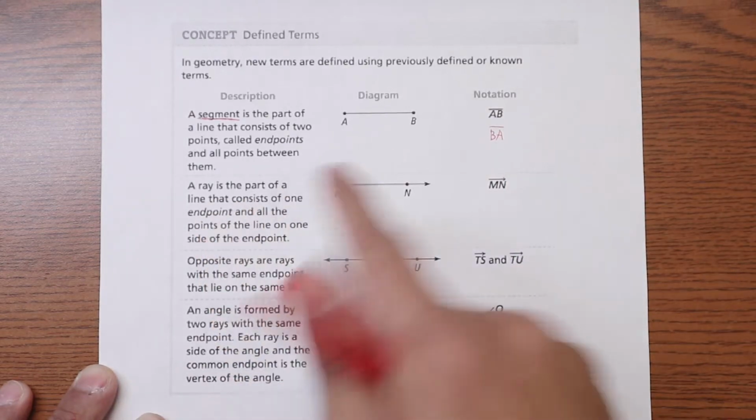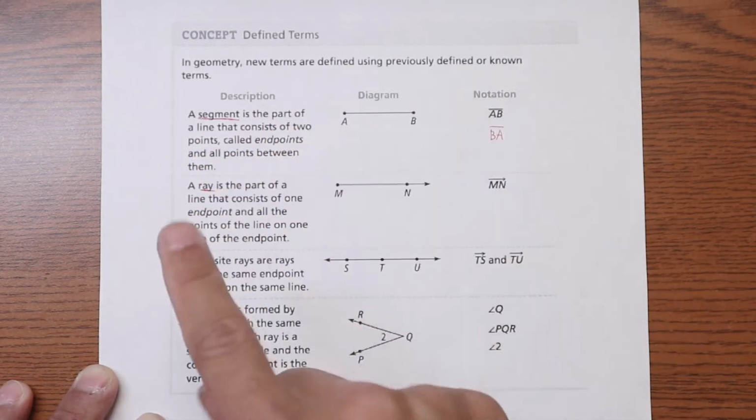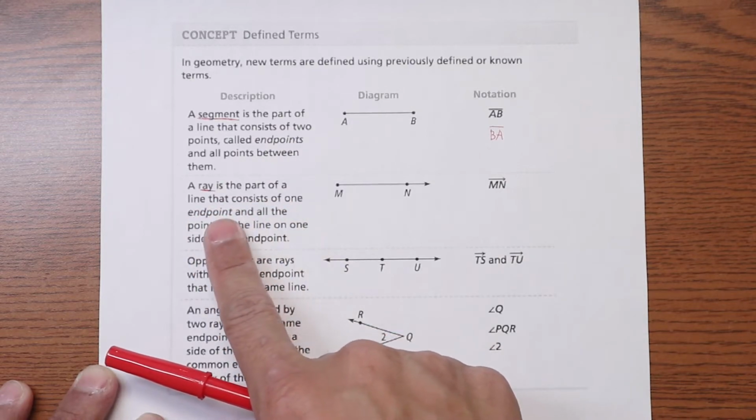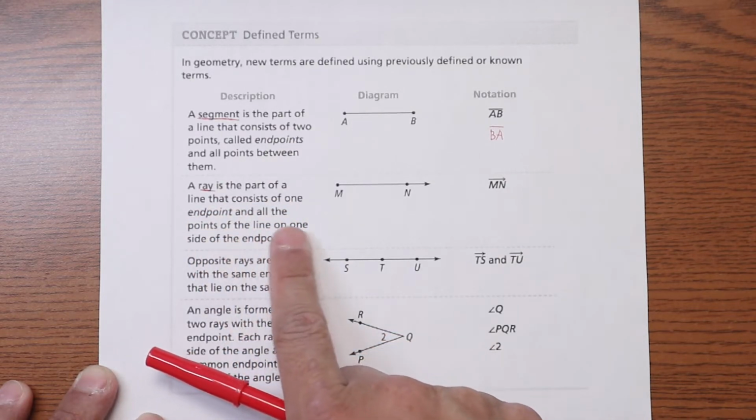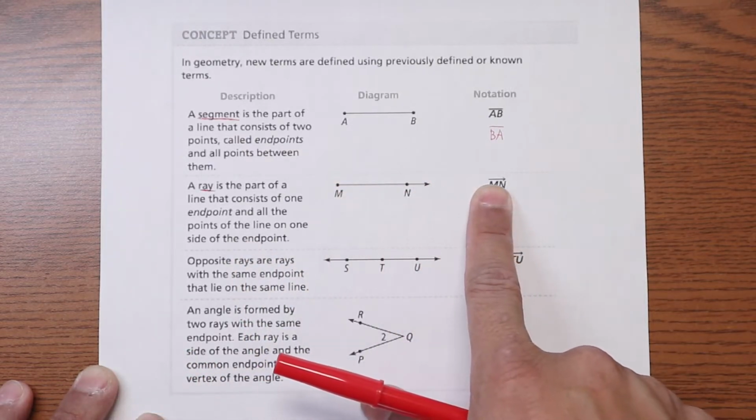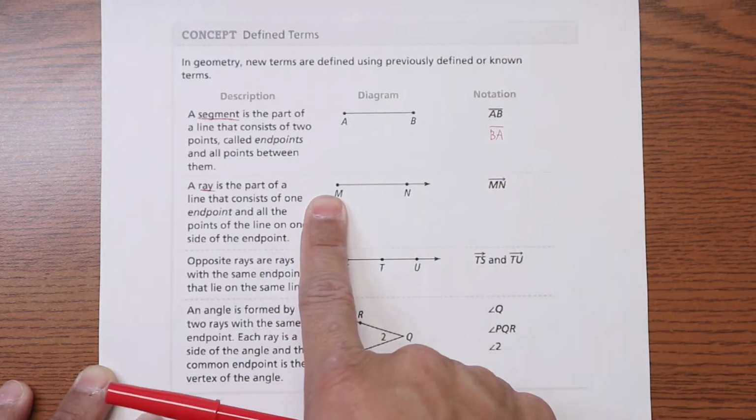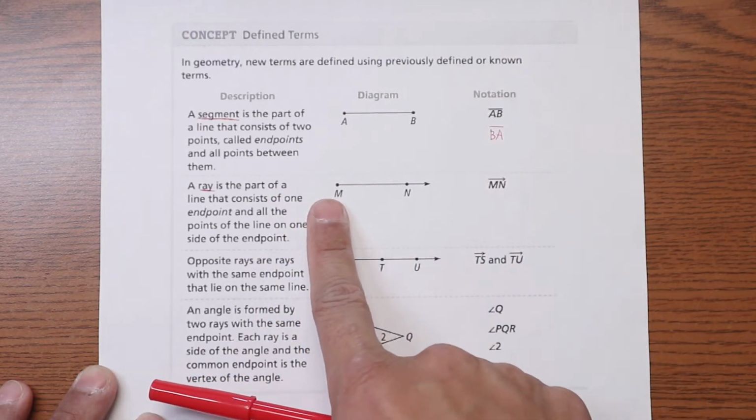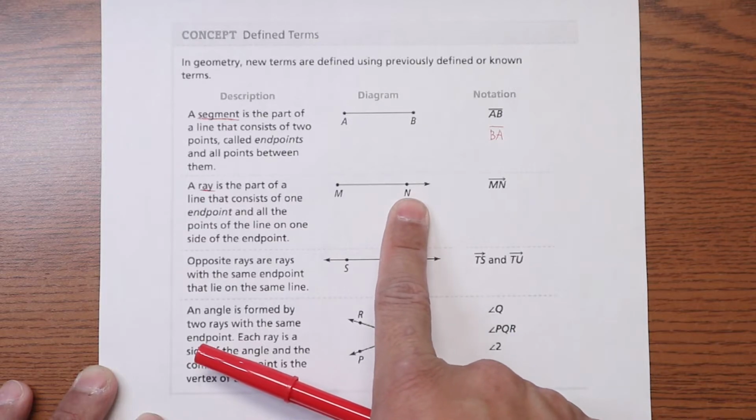Okay? The next term is called a ray. A ray is the part of a line that consists of 1 endpoint and all the points of a line on one side of the endpoint. Think of it like a sun ray, like sunlight. It only shoots in one direction. So for this particular ray, it starts at M and it shoots into the direction of the point N.